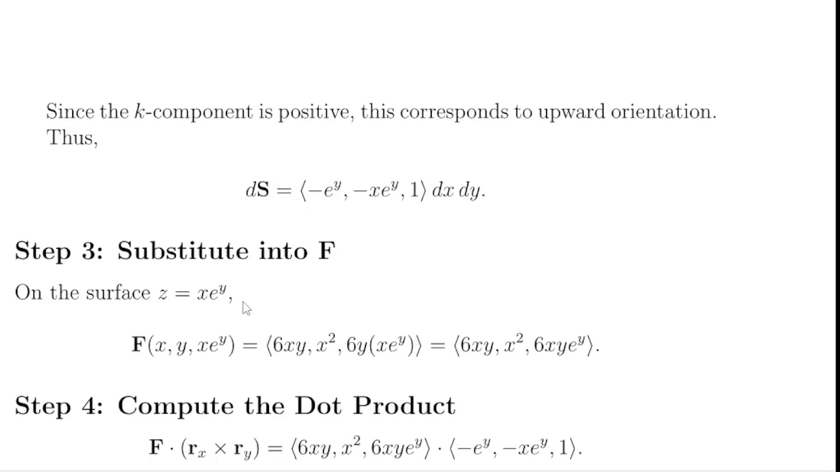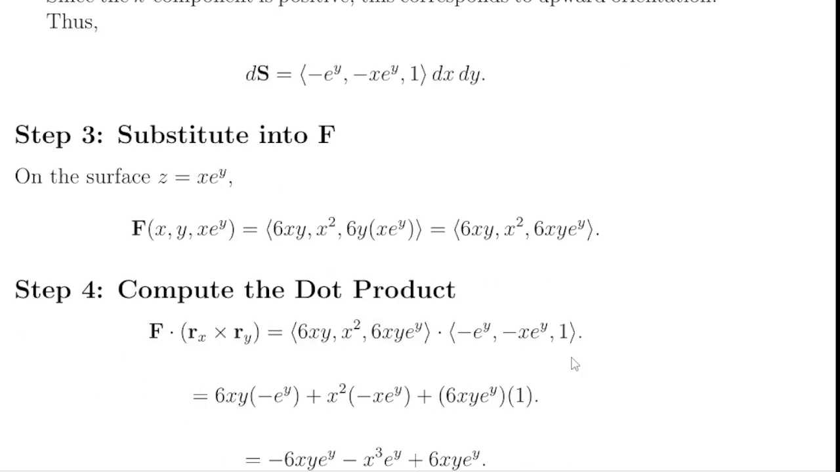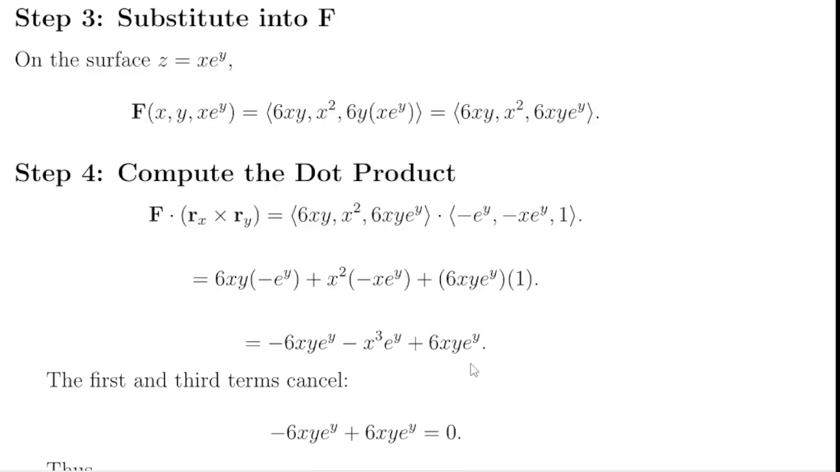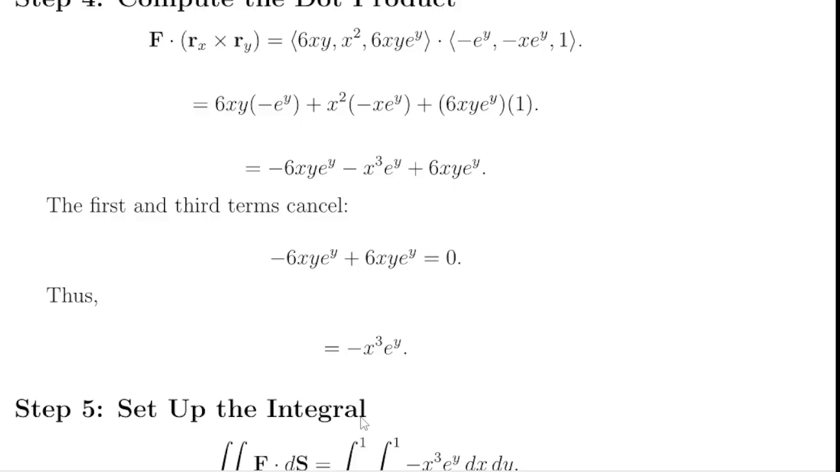Now, on the surface, z equals x e to the y, we can replace z with x e to the y, since we're looking on the surface. So that turns into 6xy, comma, x squared, comma, 6xy e to the y. Now we can compute the dot product. So we have F dot the partial of r with respect to x cross r with respect to y. And simplifying, we end up with negative x cubed e to the y. So this is going to go inside the integral.